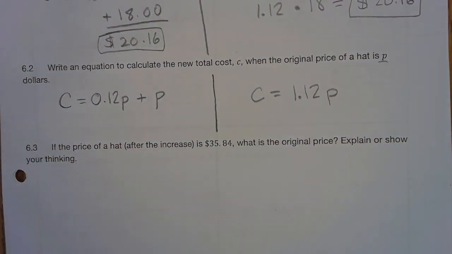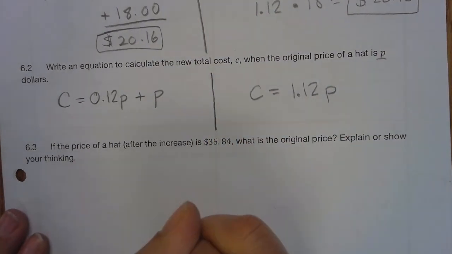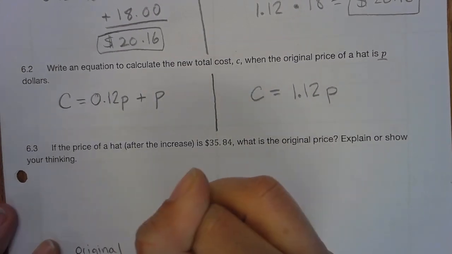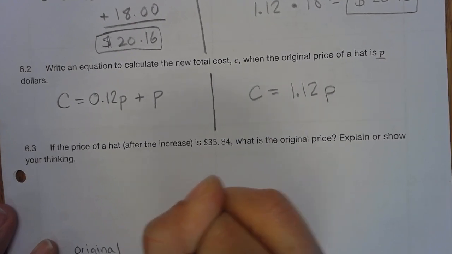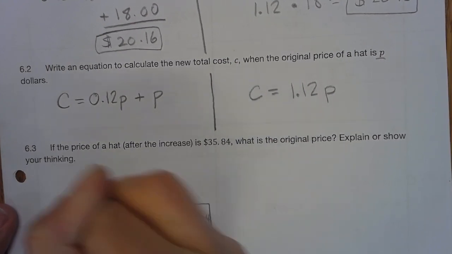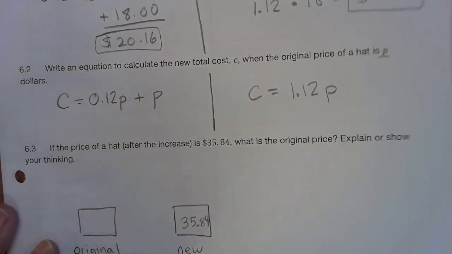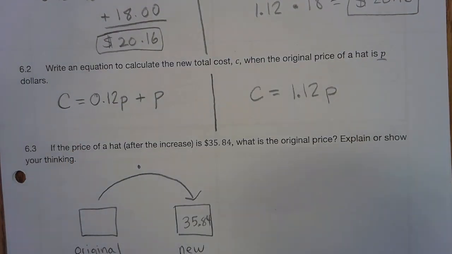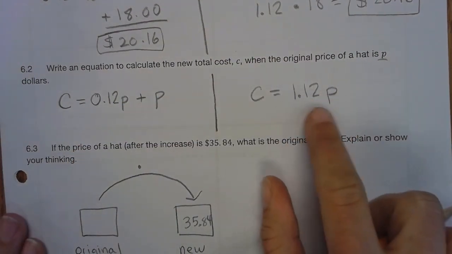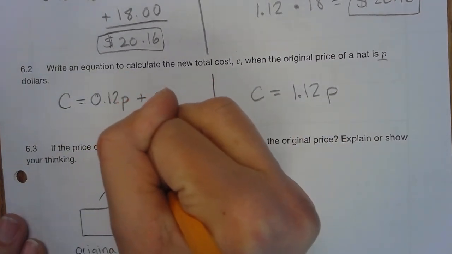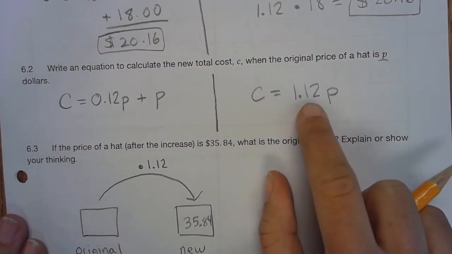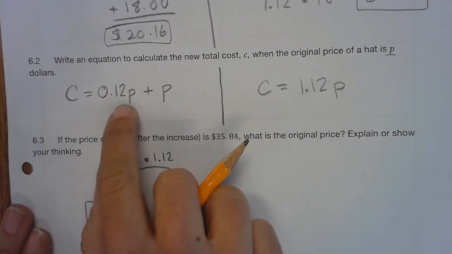All right, and then finally, if the price of a hat after the increase is $35.84, what's the original price? Okay, so here my new price is $35.84. I'm trying to figure out the original price. And I want to think about what's the constant of proportionality. What do I multiply the original by to get the new? This equation makes that very clear. It's 1.12. That is the constant of proportionality, right? If you look at it this way, that's fine.